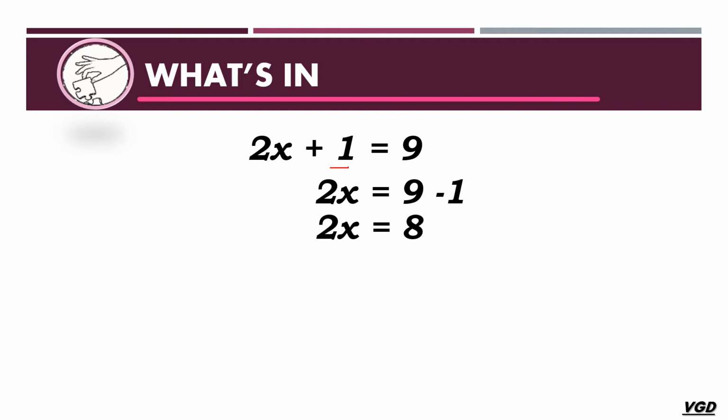And to get the value of x, we have to divide both sides by 2, and cancel those which we can cancel. So 2x divided by 2, you cancel 2, the remaining is x. And 8 divided by 2 is equal to 4. Therefore, our value of x is equal to 4.